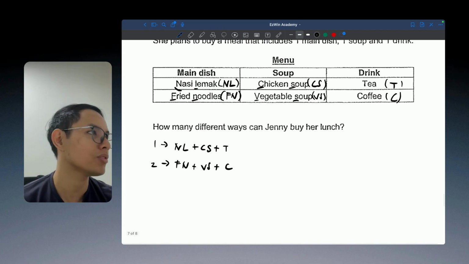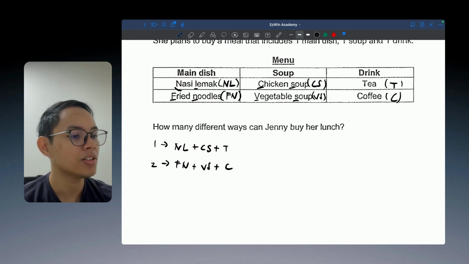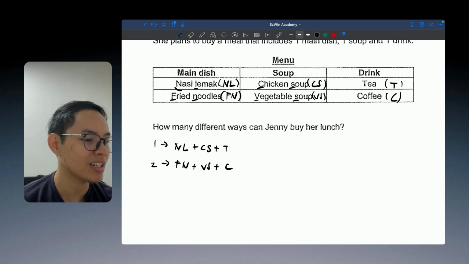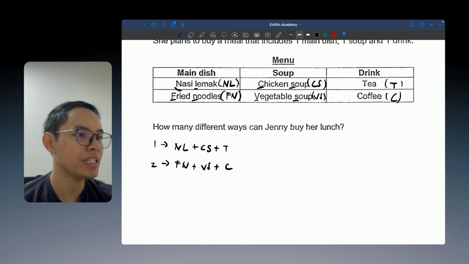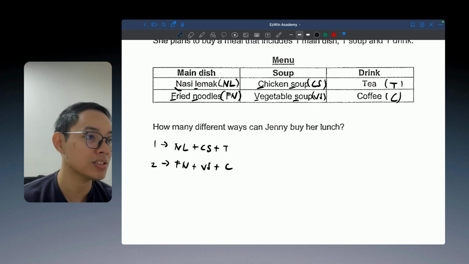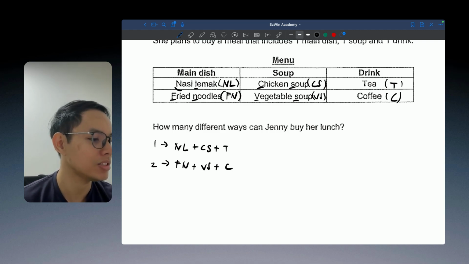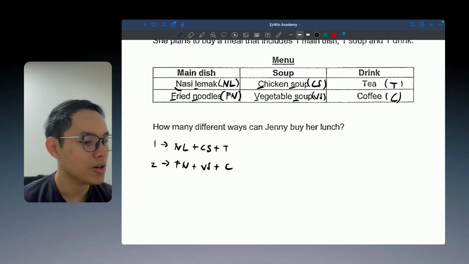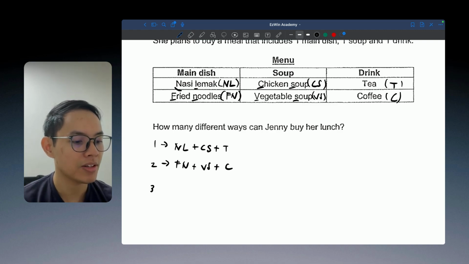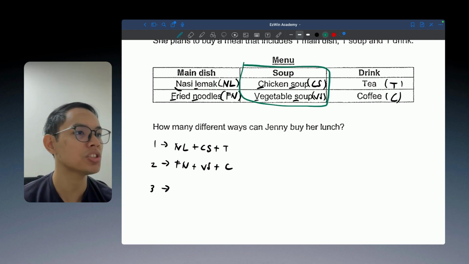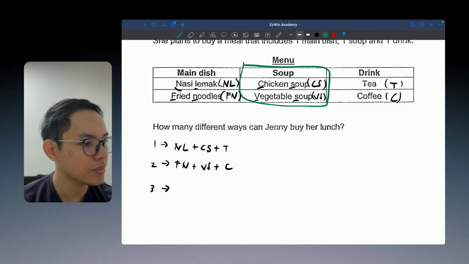Now it's easy, you don't have to write down everything. This is how it looks like. You have to write down that NL means nasi lemak, FN means fried noodles, CS means chicken soup, so that it's easier for the person marking to understand what this whole thing means. Now you have two ways. Is that the only way? No. The third way is that we can change the soup. In your first way over here, we will just change the middle part.